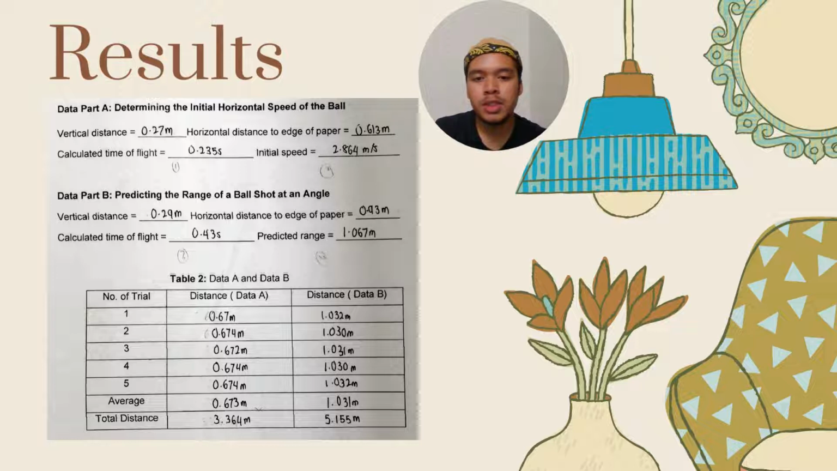For data B, we measure the distance. For trial 1, we get 1.032 meter. For trial 2, we get 1.030 meter. For trial 3, we get 1.031 meter. Trial 4, we get 1.030 meter. And trial 5, we get 1.032 meter, and the average is 1.031 meter. The total distance for data B is 5.155 meter. That's all for the results.